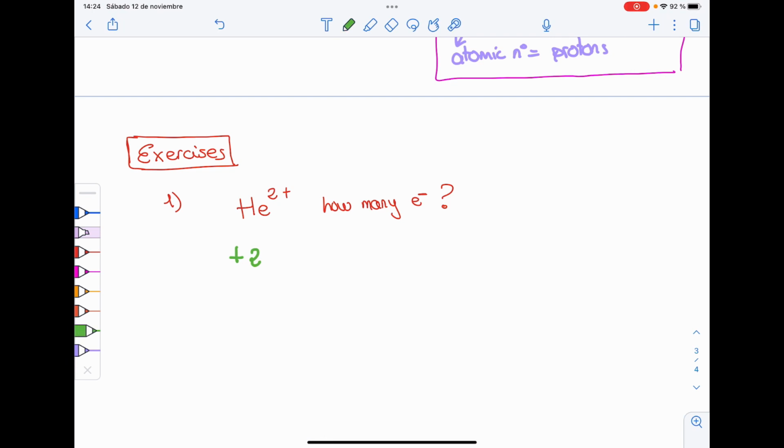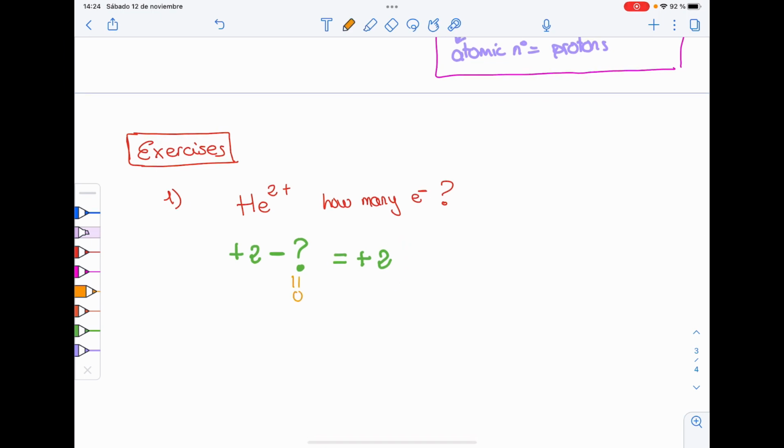Okay, so I don't know in this case how many electrons I have, but I know that electrons are negative, so that's why I put minus here. And I know that the total amount of charge of this atom is +2. So I have to think, how many electrons do I have here if I know that I have 2 protons and the total amount is +2? So this has to be 0. So in this case, I don't have any electrons. I have 0 electrons.